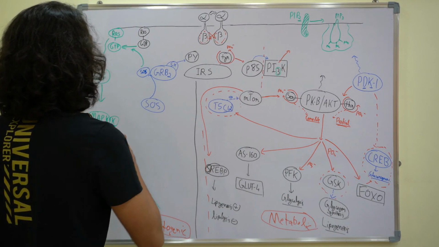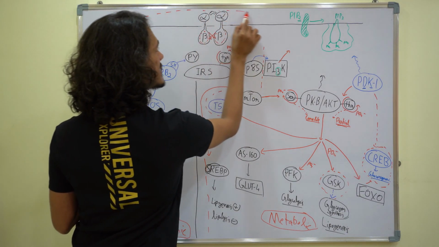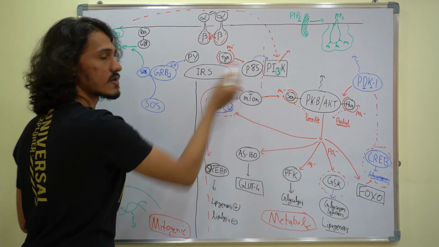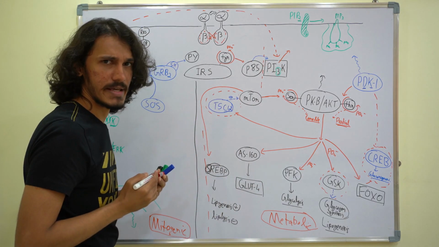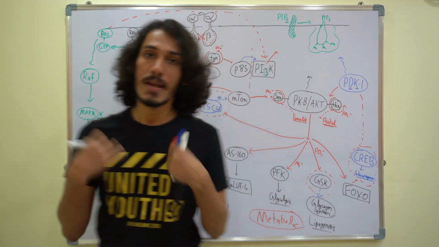Now apart from this, there are a lot of cross connections between them. You should also know that RAS is also going to activate your PI3K directly without acting on this. So without acting on P85, it directly acts on PI3K, mitogen activated protein kinase. So that will result in final mitogenic action.